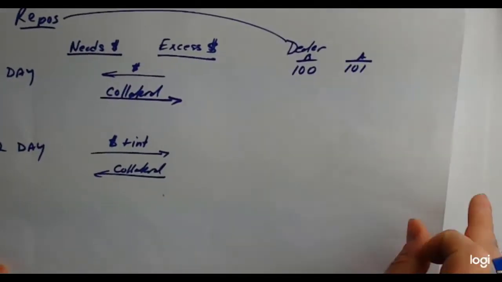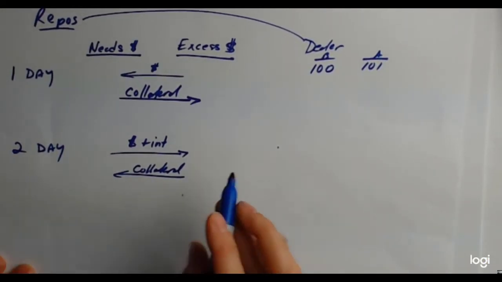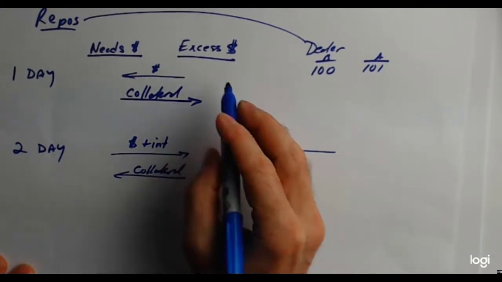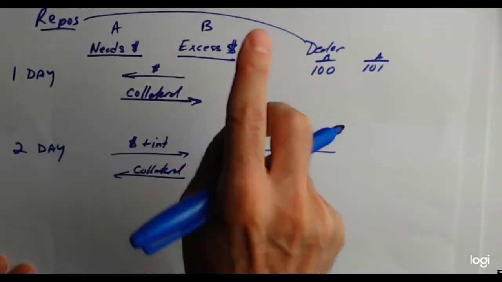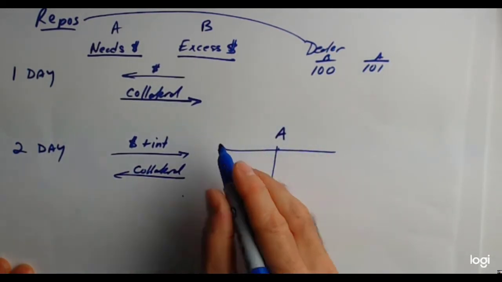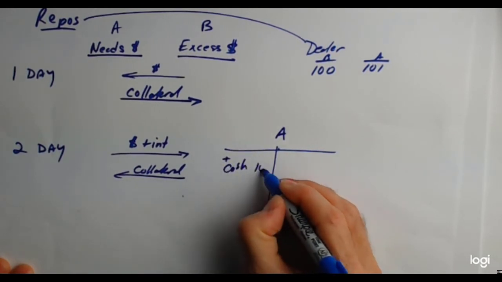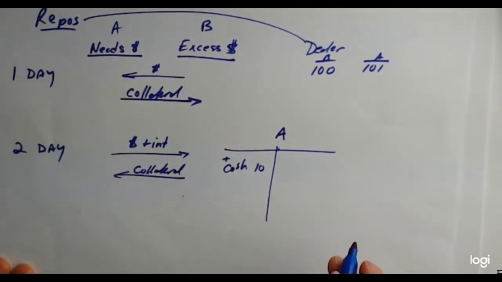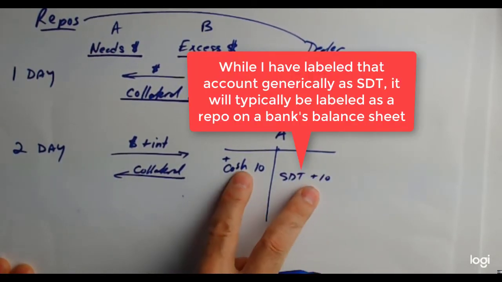Oh, and by the way, let me bring this back here. Let's look at this from the balance sheet perspective. Let's say this is party A, this is party B. This could be a bank, this could be a securities dealer. So here we've got the balance sheet of the bank. What happens here? Well, cash goes up. Let's say the transaction's for $10. Then short-term debt goes up 10. So our balance sheet balances.